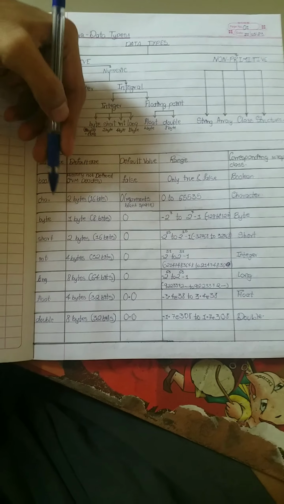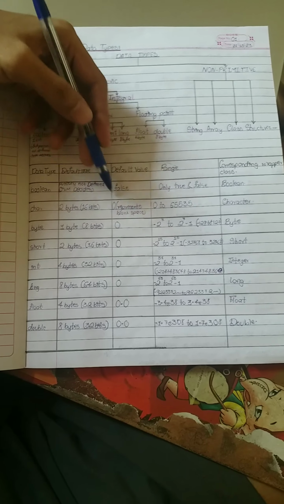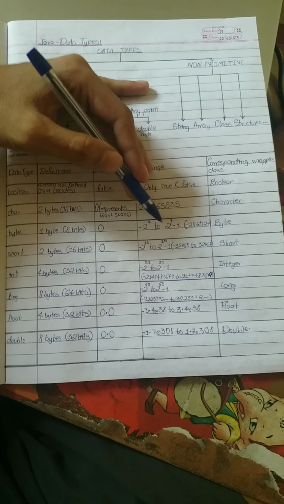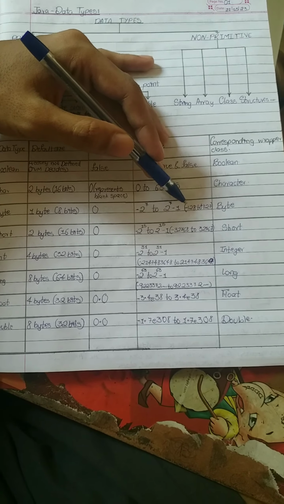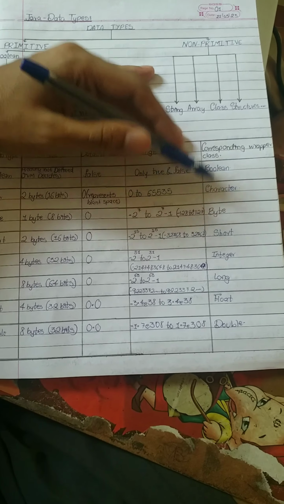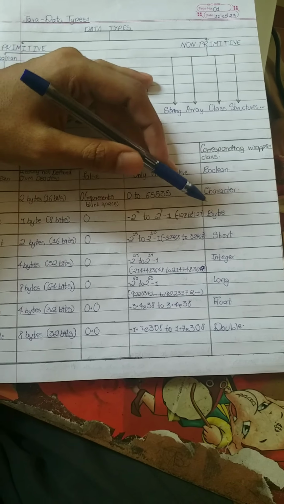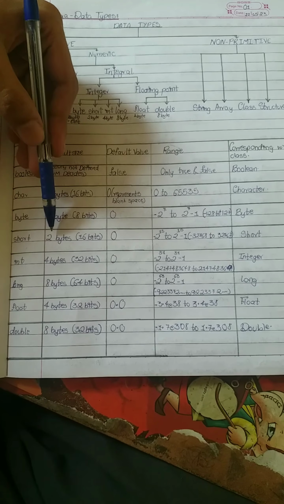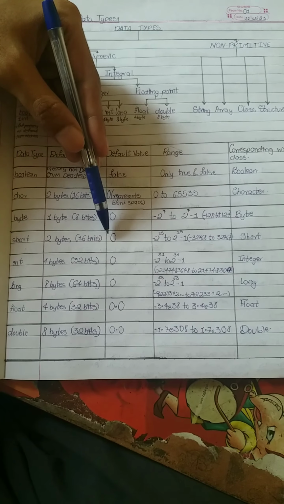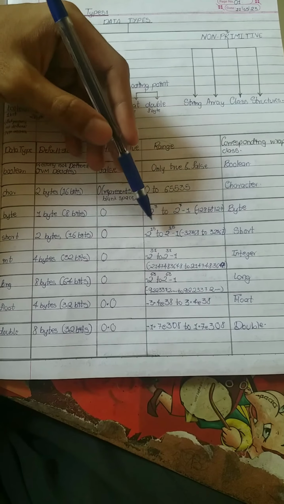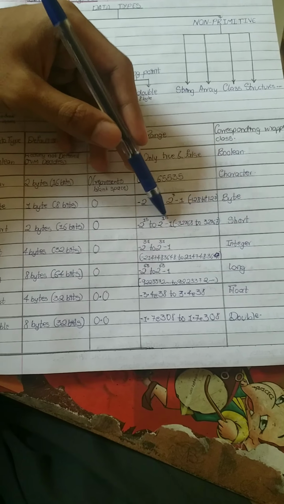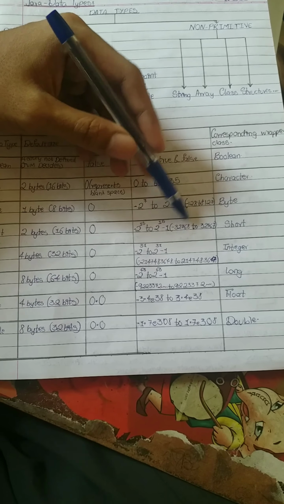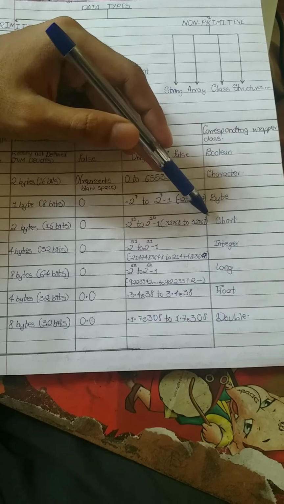Then we have byte. Byte's default size is 1 byte, that is 8 bits. Default value उसकी 0 रहेगी. Range is from minus 2 raised to 7 to 2 raised to 7 minus 1, that is minus 128 to 127. उसकी corresponding wrapper class है Byte. Then we have short. Short का default size क्या है, 2 bytes, that is 16 bits. Default value होगी 0. Range is from minus 2 raised to 15 to 2 raised to 15 minus 1, that is around minus 32,768 to 32,767, and corresponding wrapper class is Short.